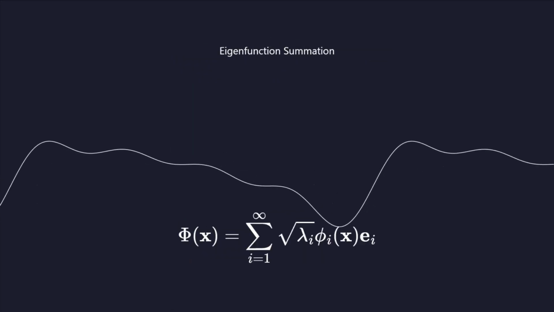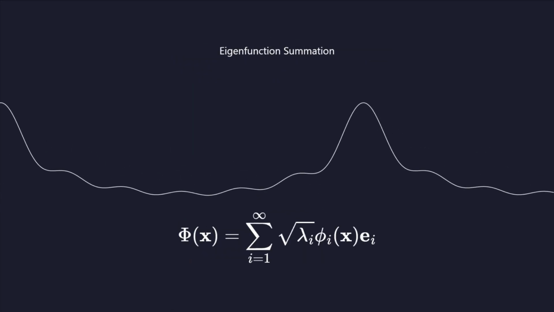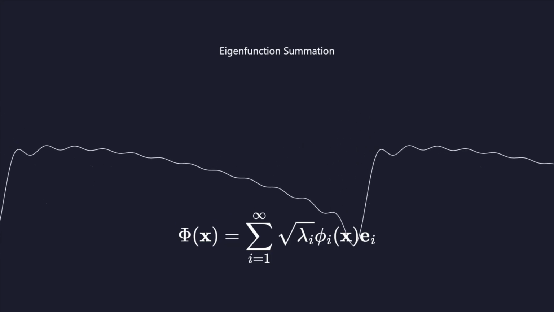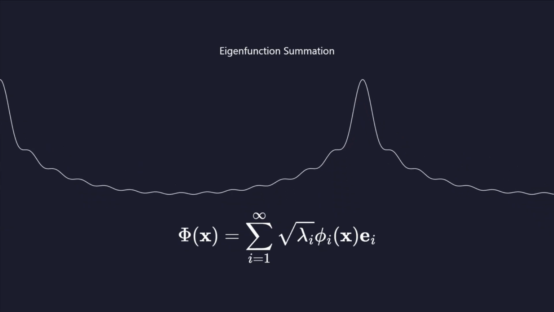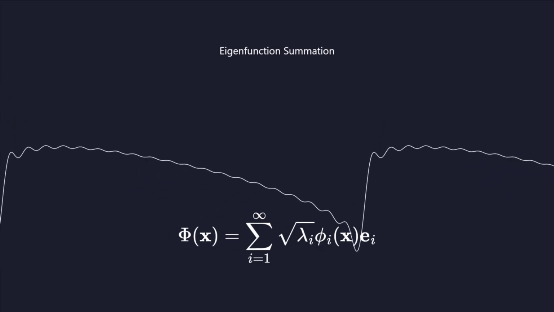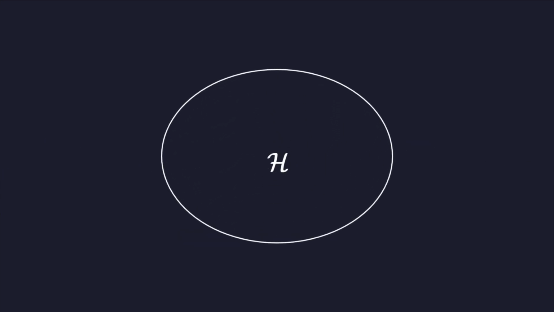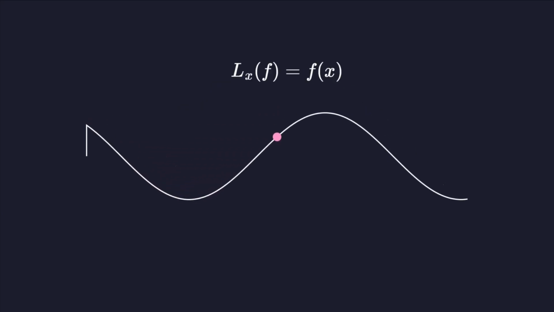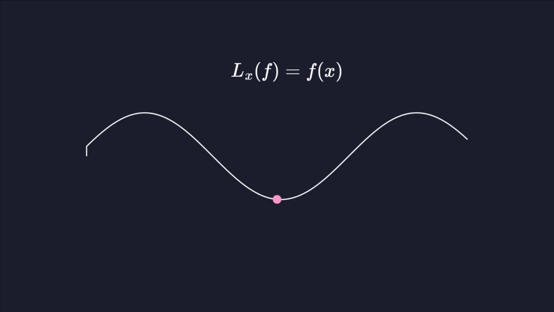The feature map can be viewed as an infinite dimensional vector, where each component is an eigenfunction scaled by the square root of its corresponding eigenvalue. This perspective clarifies how a finite kernel can represent an infinite dimensional space. A Hilbert space of functions is called a reproducing kernel Hilbert space if every evaluation functional is continuous.